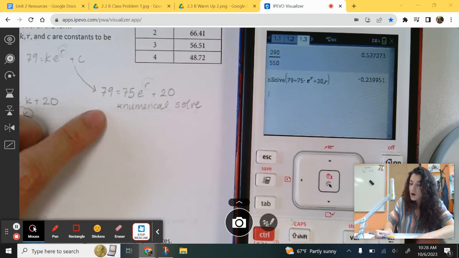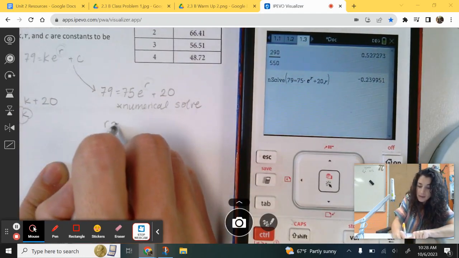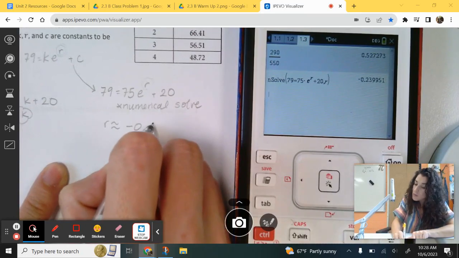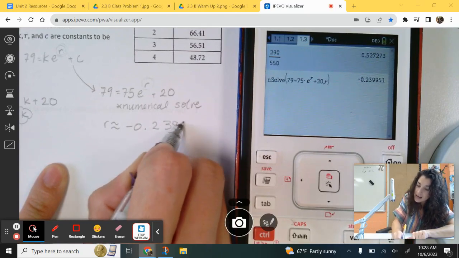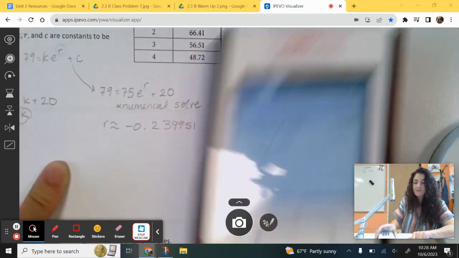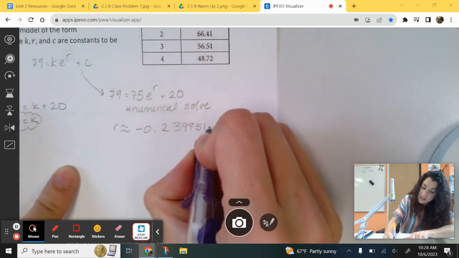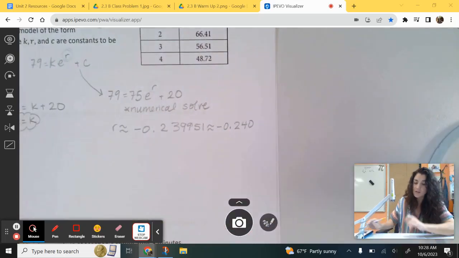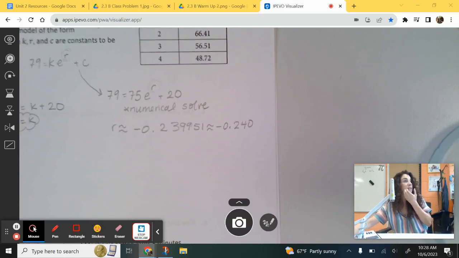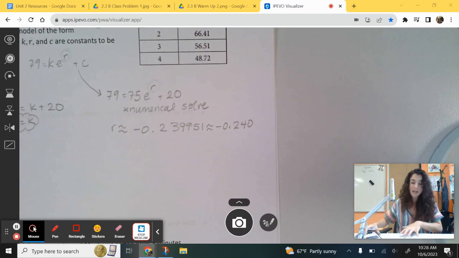So R is approximately negative 0.2. Ooh, this one's a tricky one. 0.239951. If I wanted to do 3 sig figs, 0.240. But if you don't want to do 3 sig figs, then you could just leave it like that.